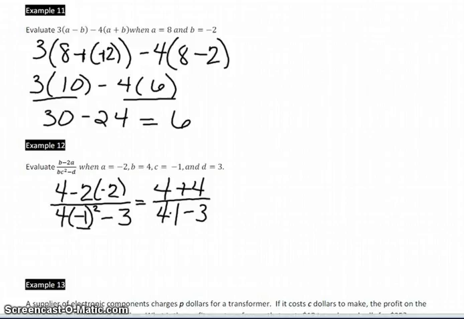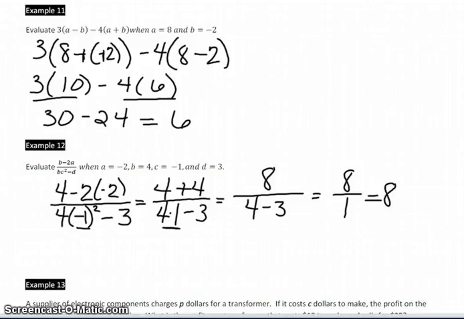Continuing on, I'm going to take the next step in my numerator, and I have 4 plus 4 is 8. In my denominator, I need to take care of this multiplication. I've got 4 times 1, which is 4 minus 3. And continuing on, simplifying my denominator, I'm going to have 8 over 1, or that's simply 8.